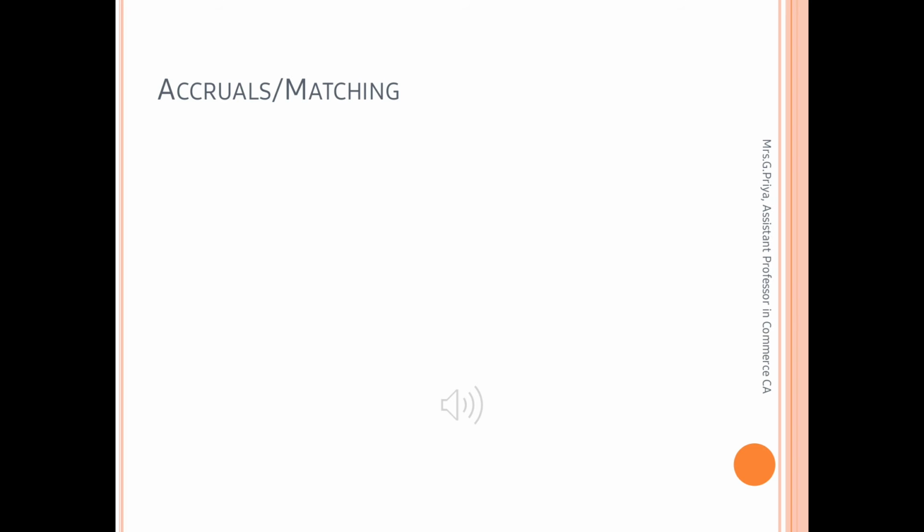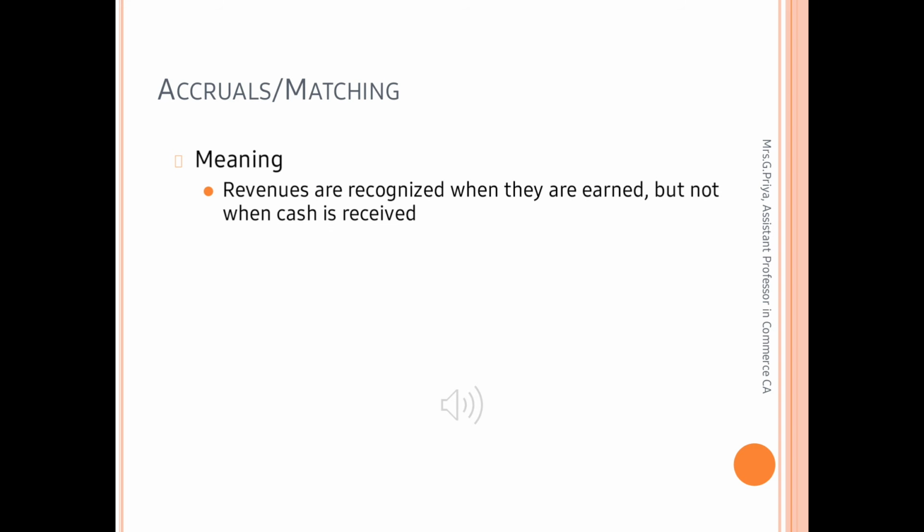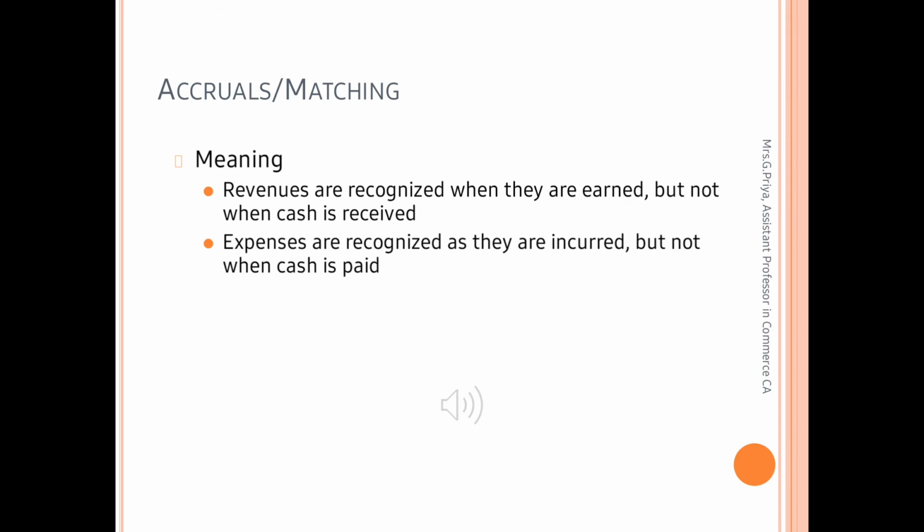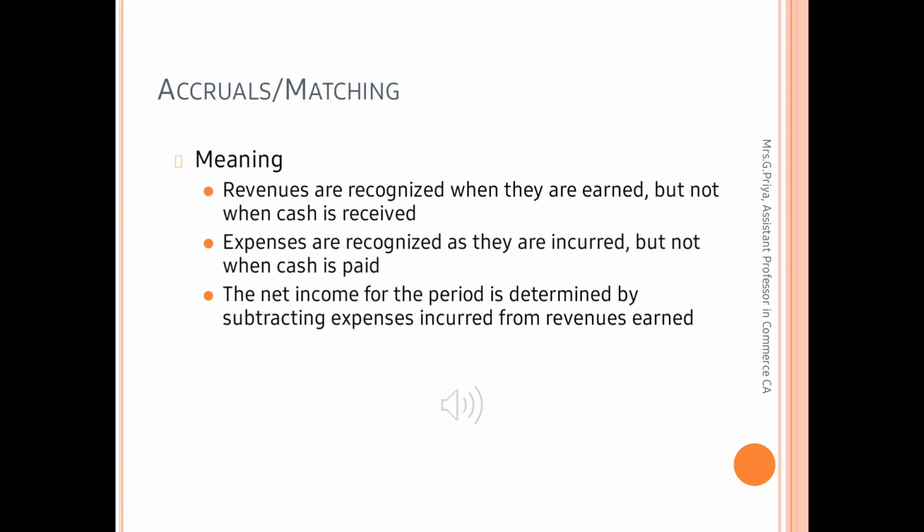Meaning of accrual and matching. Revenues are recognized when they are earned but not when cash is received. Expenses are recognized when they are incurred but not when cash is paid. The net income for the period is determined by subtracting expenses incurred from the revenues earned.